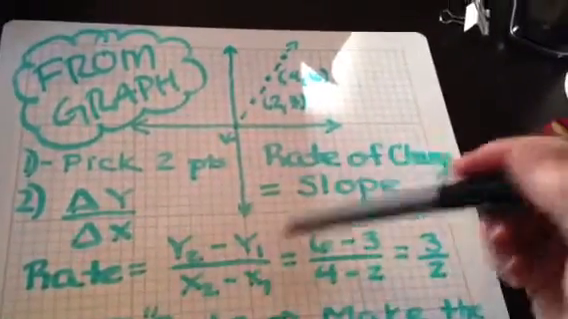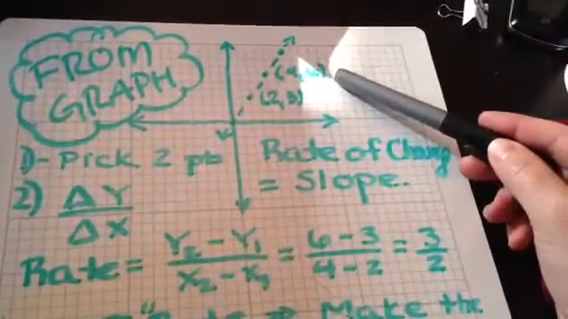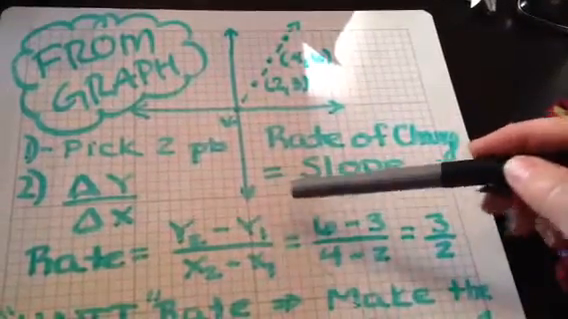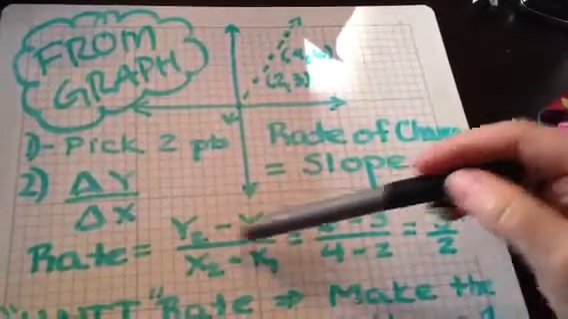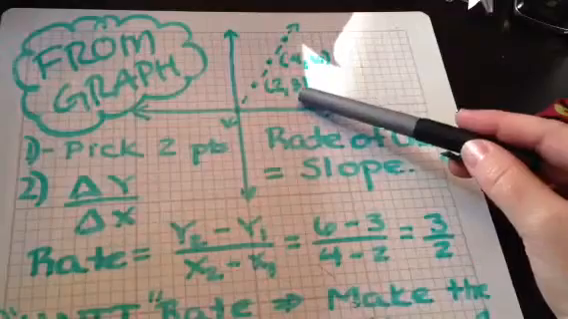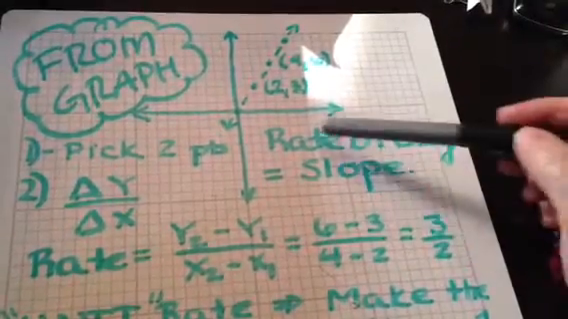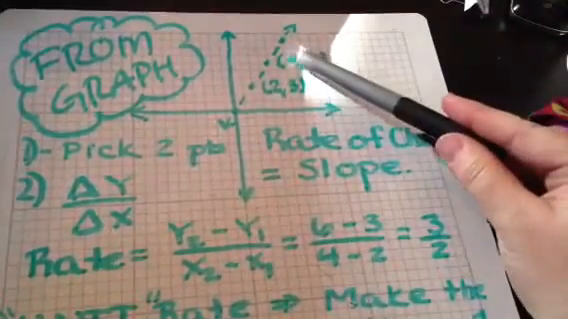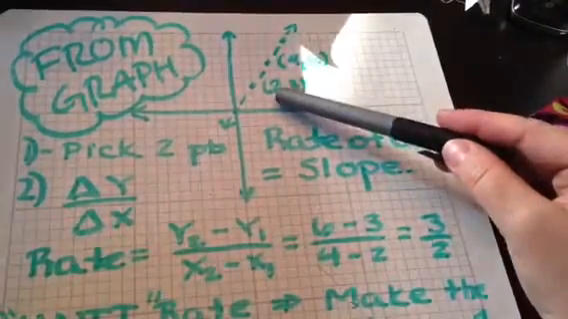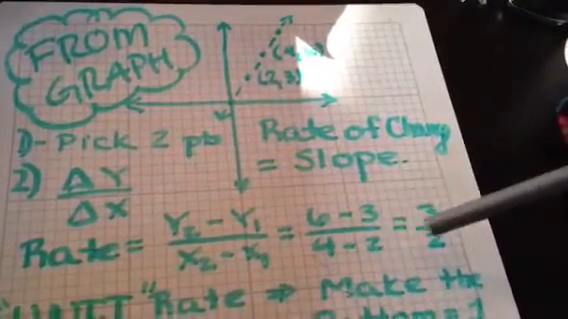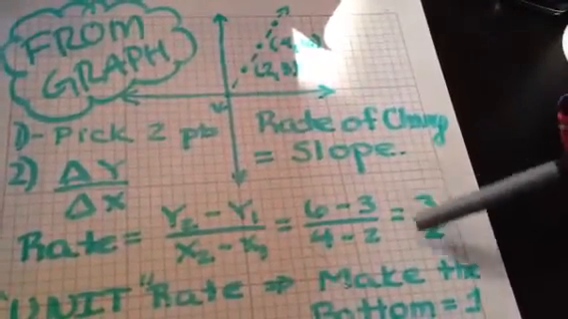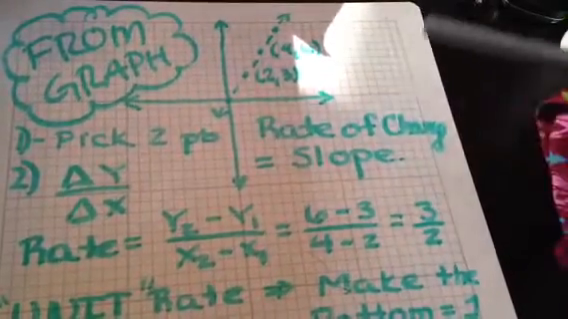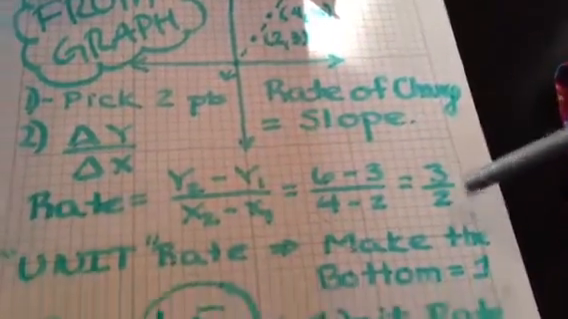So for here, I've chosen my 4, 6 to be my 2. And so my y's, I have 6 minus 3, because that's my first y. And then I have 4, which is my second x, minus 2 on the bottom. So that means that my rate or slope of this line is 3 over 2.